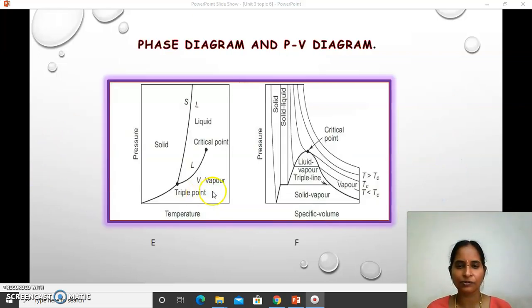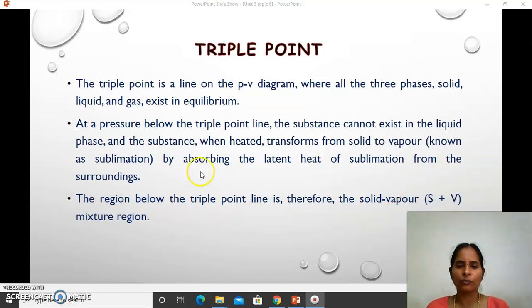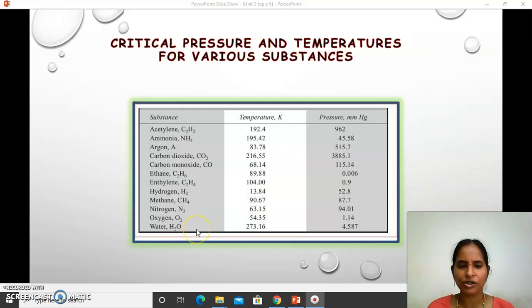I already explained this one. Below this triple point, solid would be converted to vapor, and vapor would be cooled to solid. You would not be able to see the liquid region here. So by absorbing or rejecting the latent heat of sublimation, only these two phases would be present. The region below the triple point line is therefore called the solid-vapor mixture line.